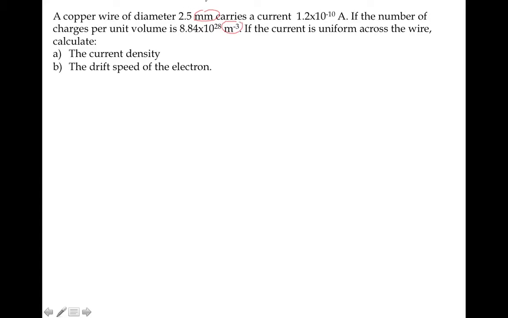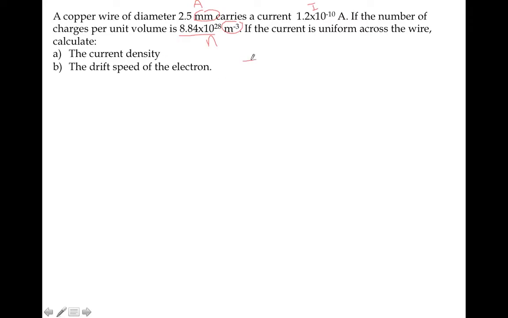So diameter, that means I have to divide by 2 to get the radius, and it carries a current, that much current, very, very small current. If the number of charges per unit carrier is that, small n, and this is I, and since I have the diameter, I can get the area. If the current is uniform, so the current does not change through the wire, calculate the current density.